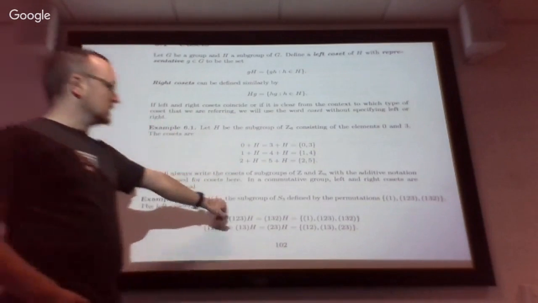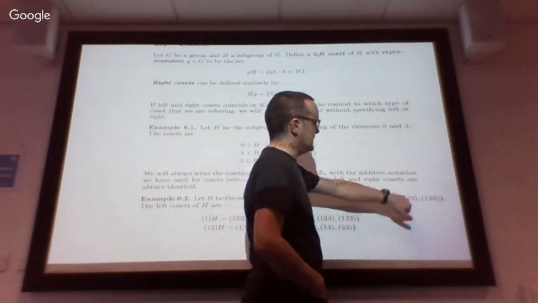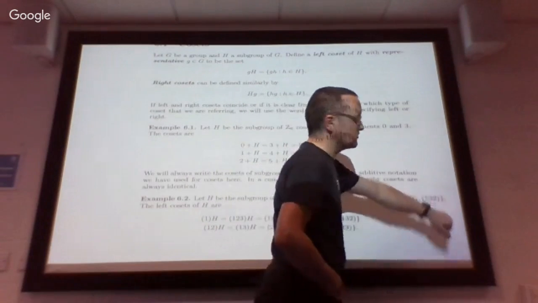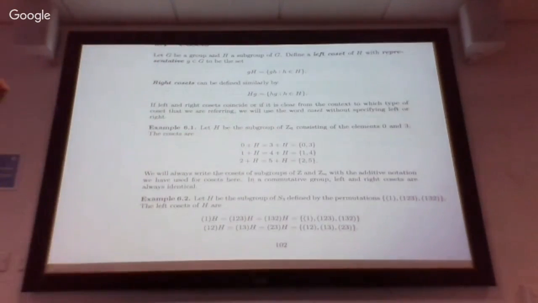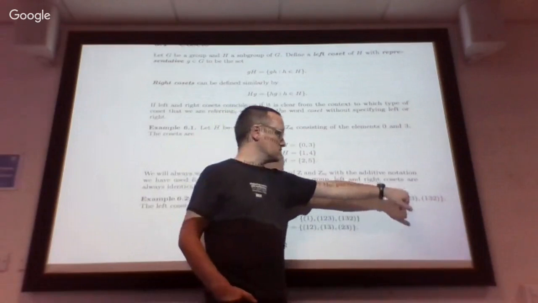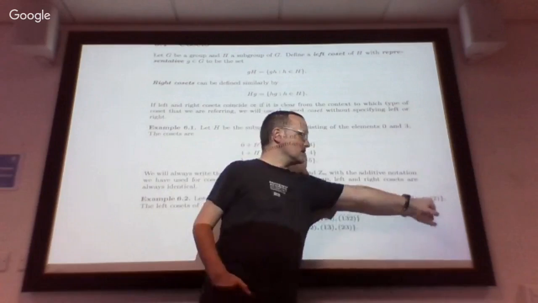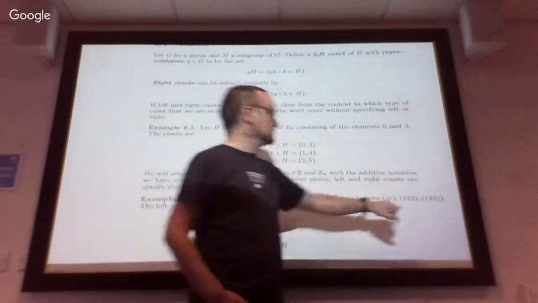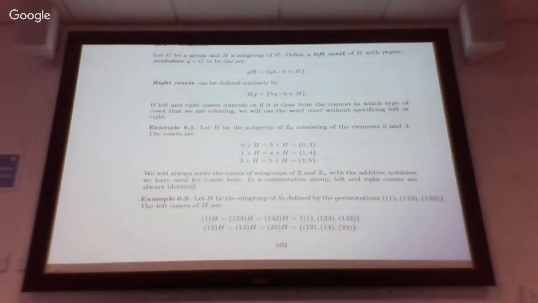So the subgroup we're looking at here consists of the identity, the 3-cycle (1 2 3), and the 3-cycle (1 3 2). If you're thinking of this group as the symmetry group of the triangle, then this subgroup consists of the rotations. This would be a rotation by 1/3 of a turn, if these are vertex labels, and that would be a rotation by 2/3 of a full turn, and you've got the identity.